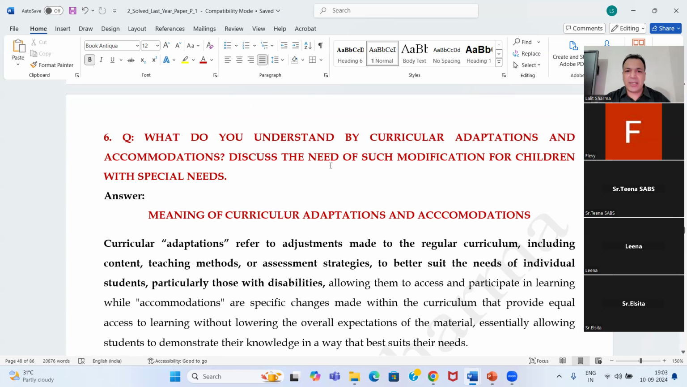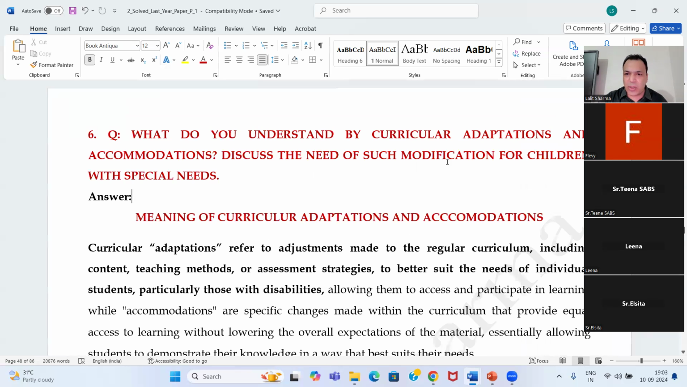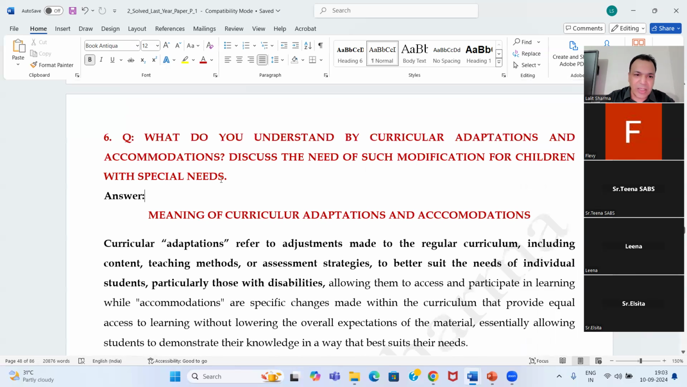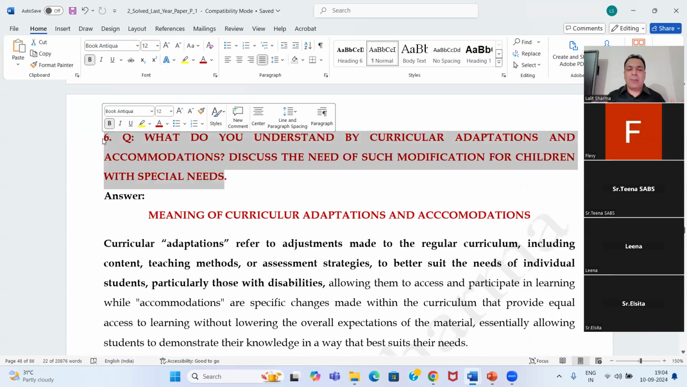The question is, what do you understand by curricular adaptations and accommodation? Discuss the need of such modifications for children with special needs. So this is a common question. He is not talking about specific visual impairment or hearing impairment. He is talking about special needs, students with special needs, meaning all types of disability have come.